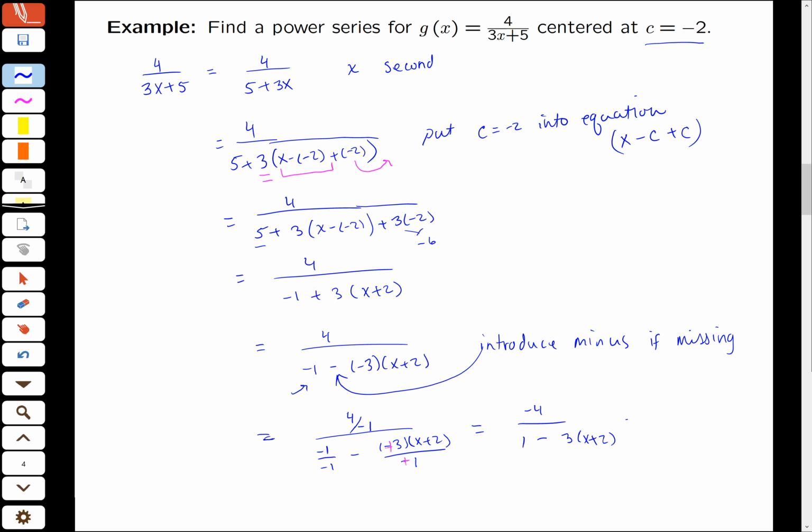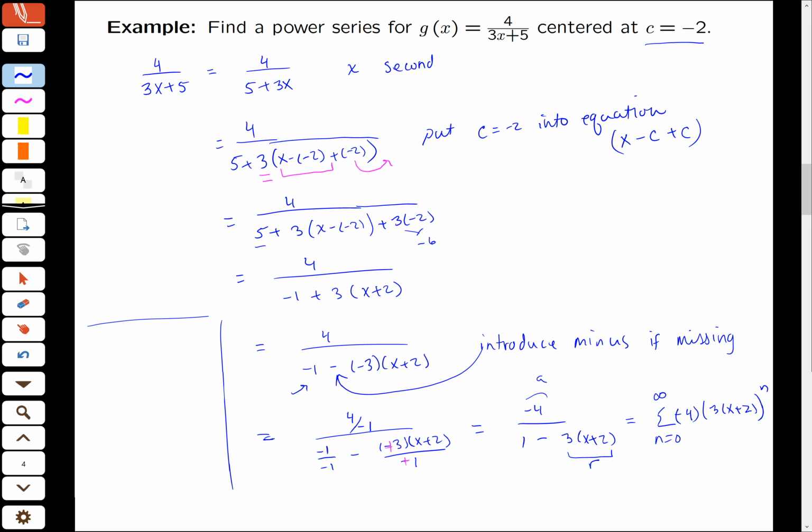Now, this is equal to A is our negative 4. R is our 3 times x plus 2. So it becomes our series n equals 0 to infinity, negative 4 times 3x plus 2 to the n. And we have to determine where this converges. I'm going to do that over here.